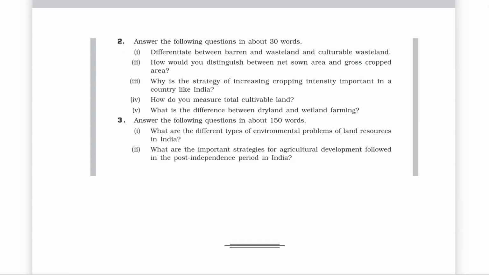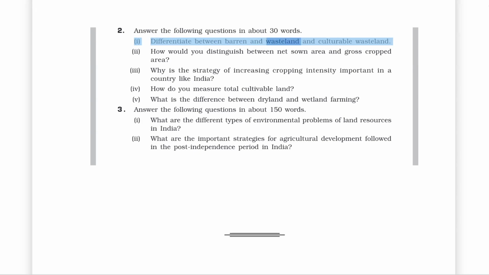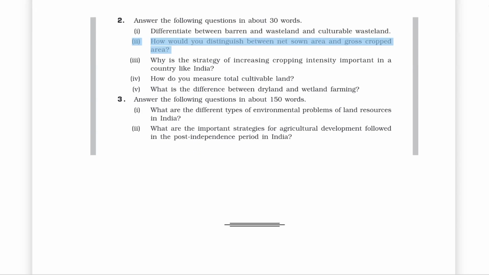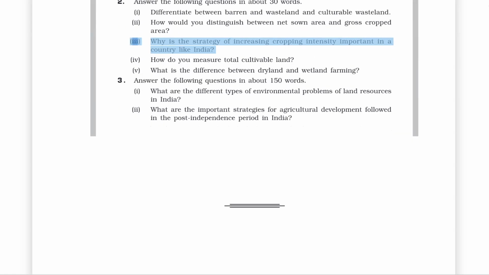India, People and Economy. 2. Answer the following questions in about 30 words. 1. Differentiate between barren and wasteland and cultivable wasteland. 2. How would you distinguish between net sown area and gross cropped area? 3. Why is the strategy of increasing cropping intensity important in a country like India?